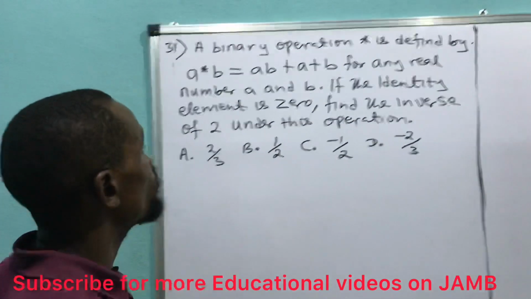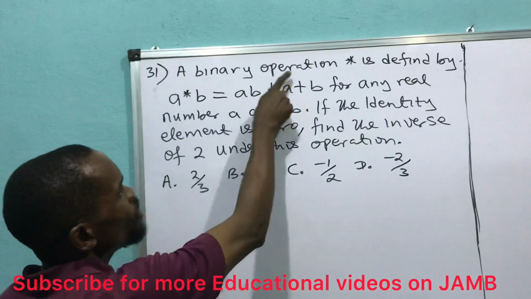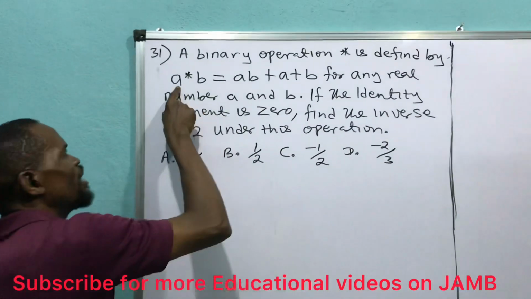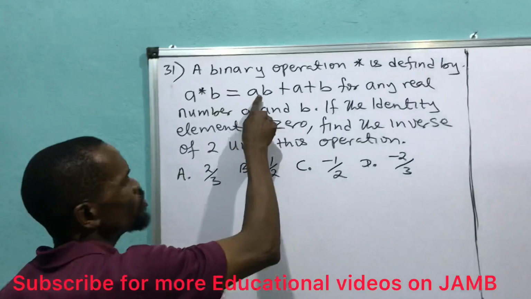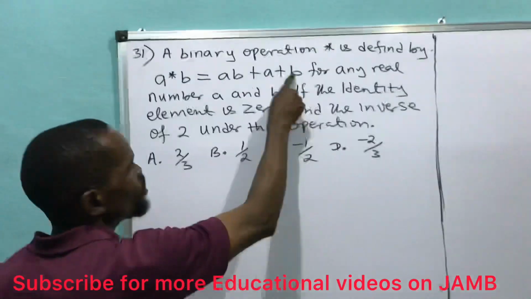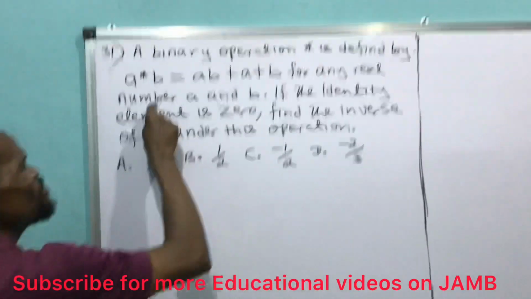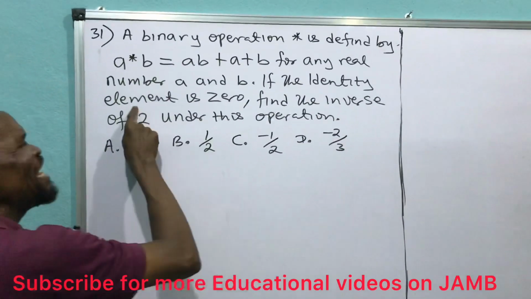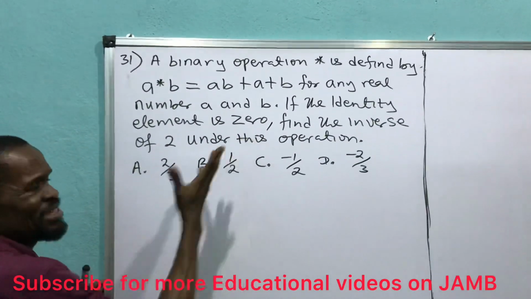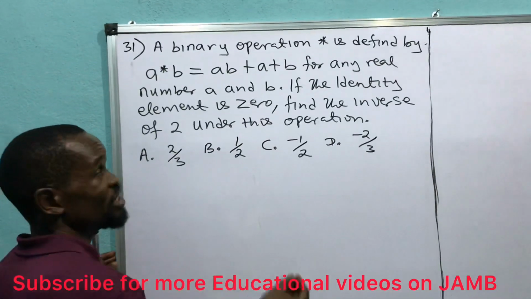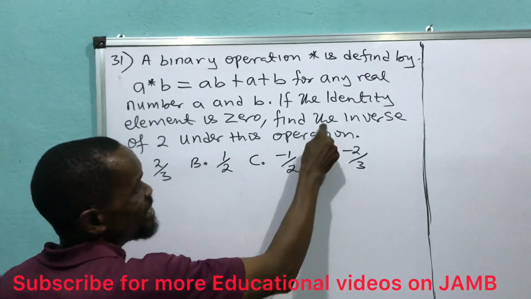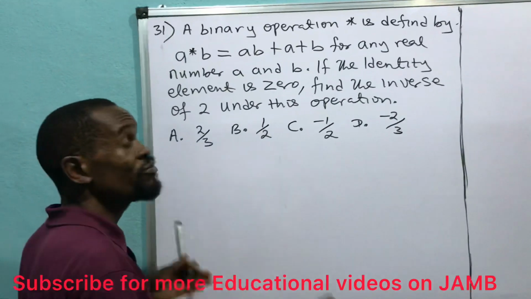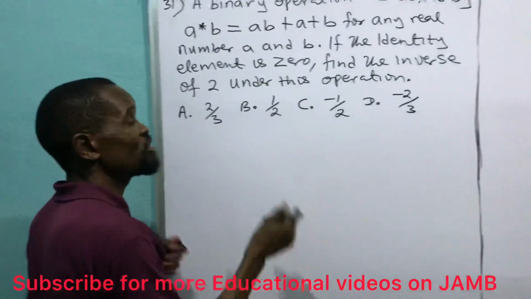That's my answer. This is question number 31. Question number 31 said, a binary operation multiplication is defined by a multiply b equals ab plus a plus b for any real numbers a and b. If the identity element is 0, that means they are giving us an identity element to be 0, then find the inverse of 2 under this operation.